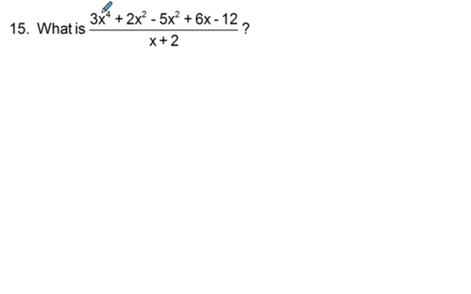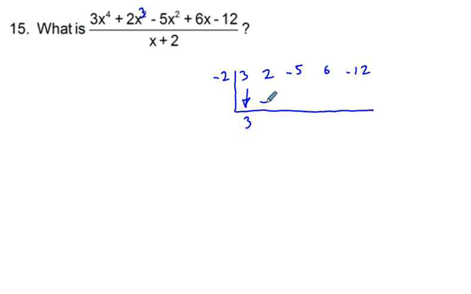Okay, the last one in this set is we have a polynomial divided by a polynomial. So I'm going to use our synthetic division for this. We're going to put -2 on the outside here. And we have 3x to the 4th power, 2x cubed. Oh, that should be x cubed. I'm going to have to make sure everybody understands that. We're going to have -5x squared, and we're going to have 6x and minus 12. So I'll bring down this 3. So we have 3 down here.